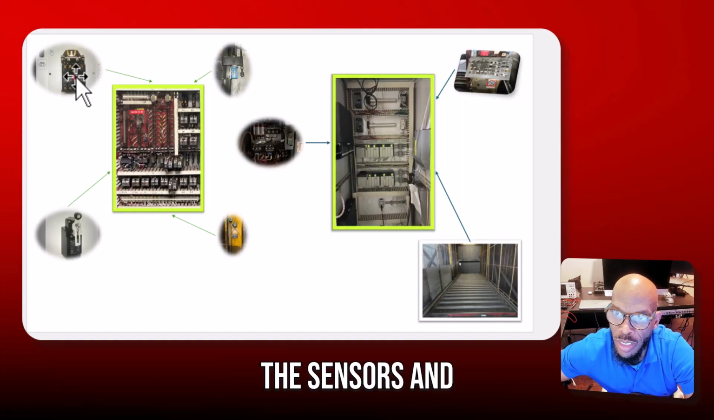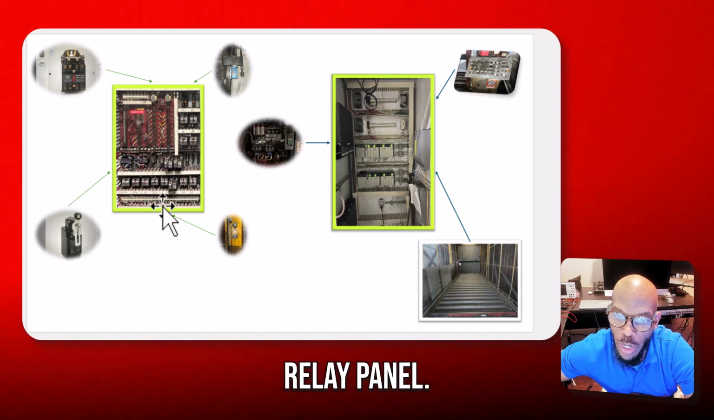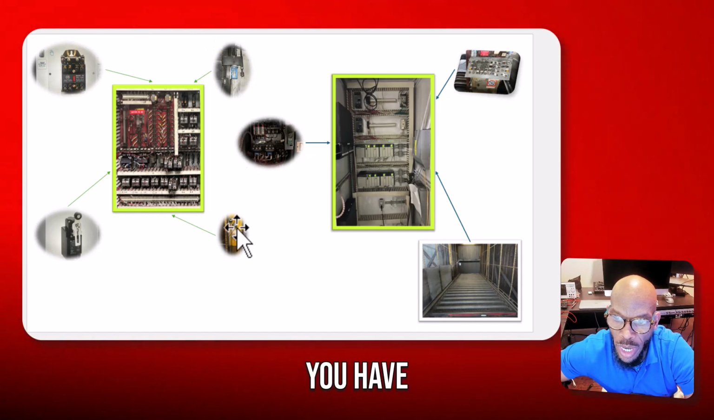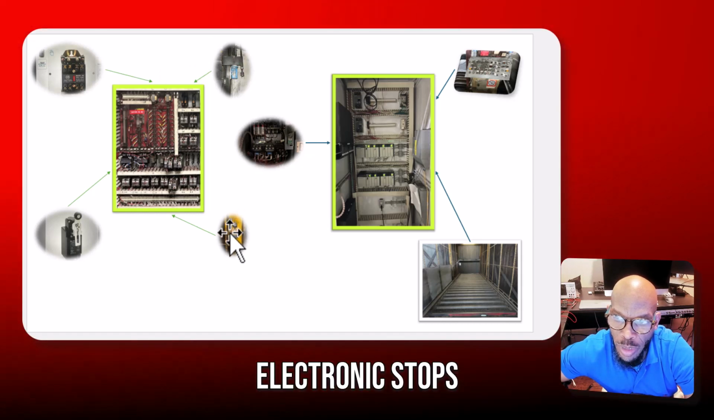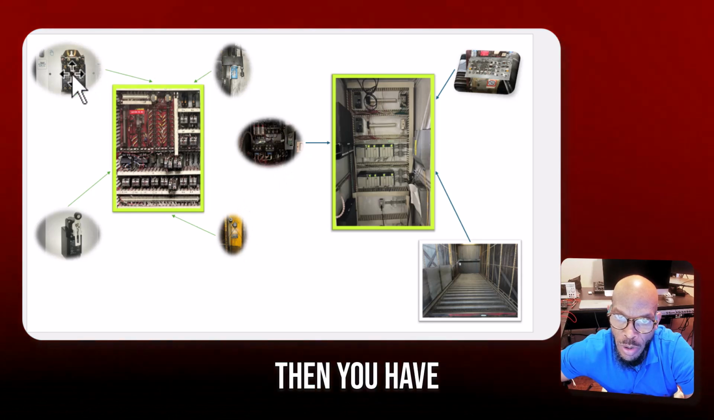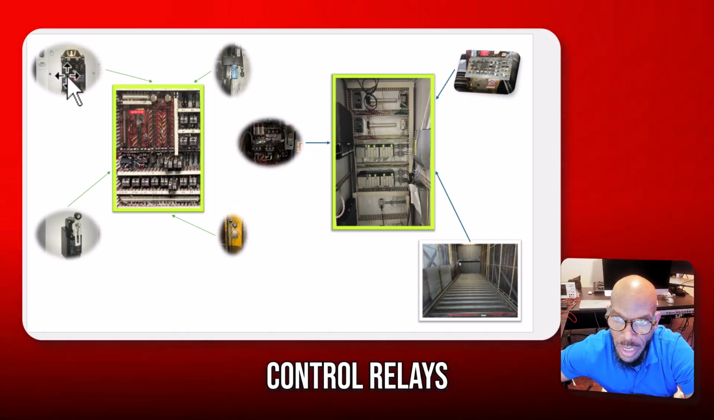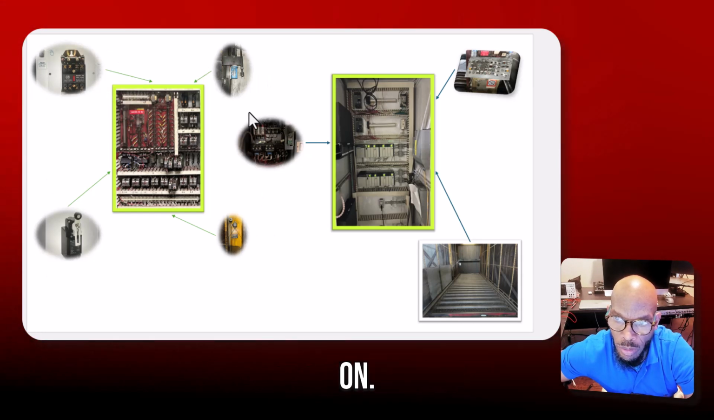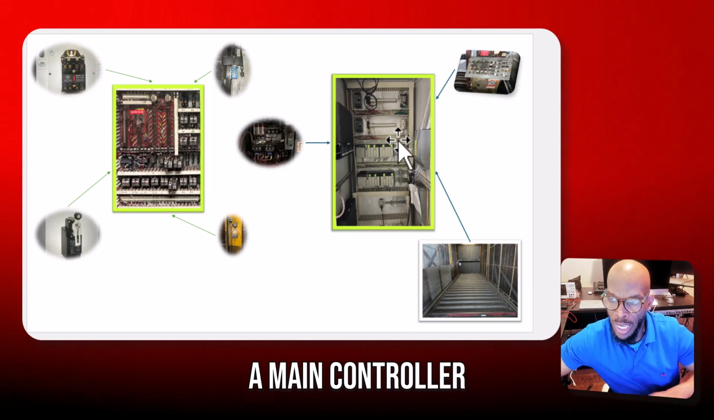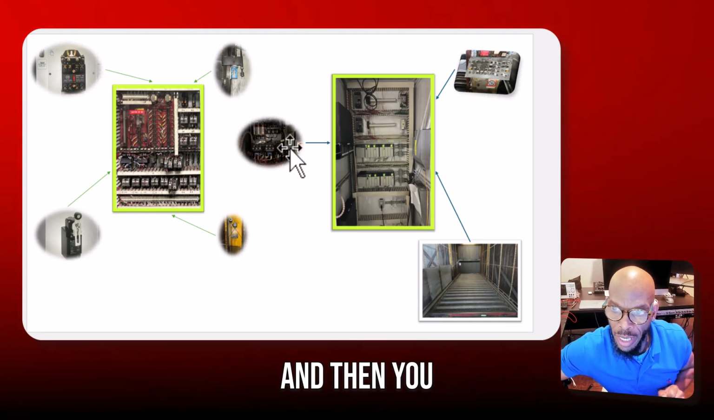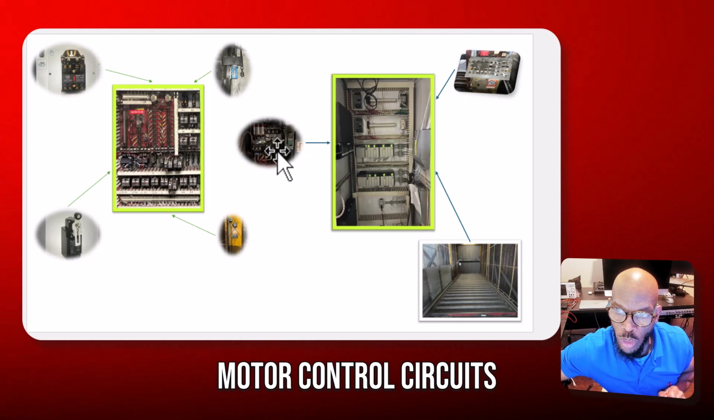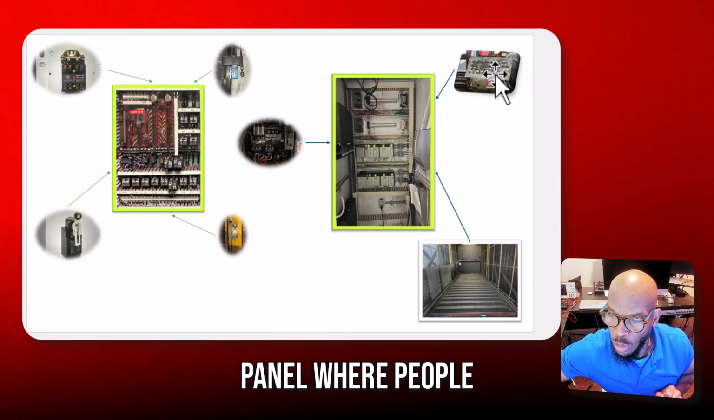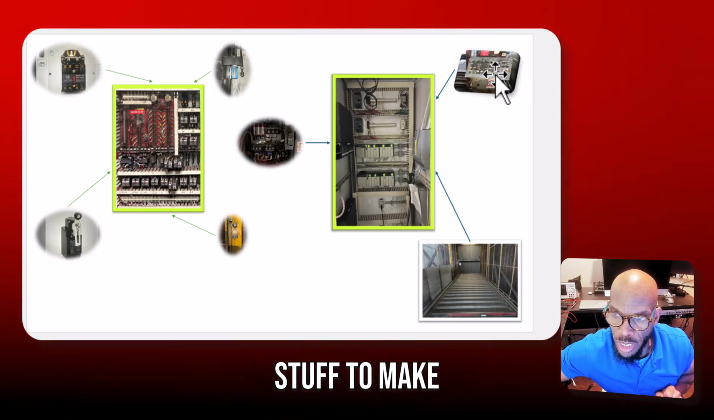These are some of the sensors and devices that are connected to the relay panel. You have limit switches. Here are your floor switches. You have electronic stops. Then you have control relays. And these are the circuits that we'll be focusing on. You also have a main controller, which is a PLC, and then you have motor control circuits. You have a control panel where people can enter or push buttons to make the lift do different things.